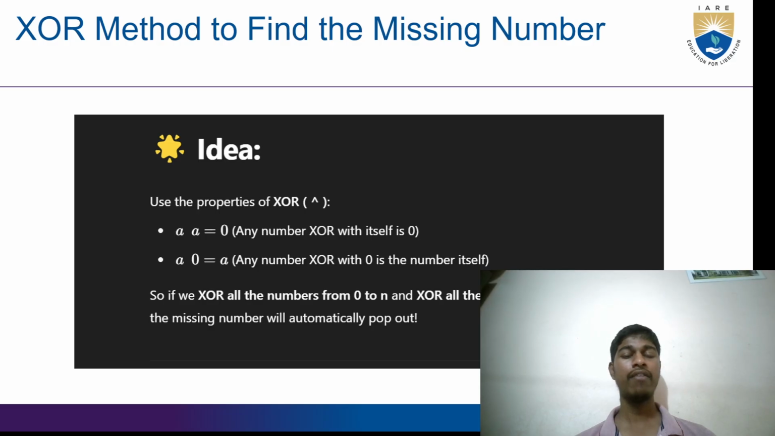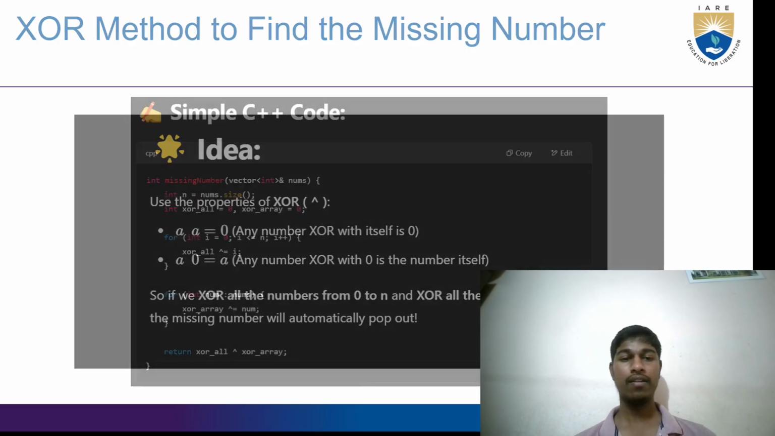is, let's say we have a number A. A XOR A gives 0. Any number XOR with itself is 0, and any number XOR with 0 is the number itself. So if we XOR all numbers from 0 to n and XOR all the numbers you have, the missing number will automatically pop up.